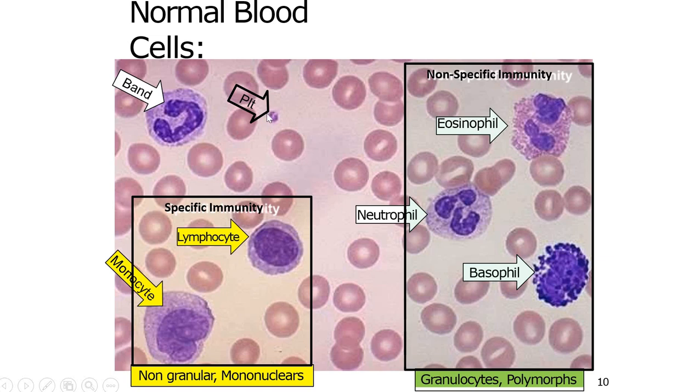And this is the refractile, purplish structure which we see in the periphery. This is the platelets, and we know platelets are useful to help prevent bleeding. So that is about the platelets.